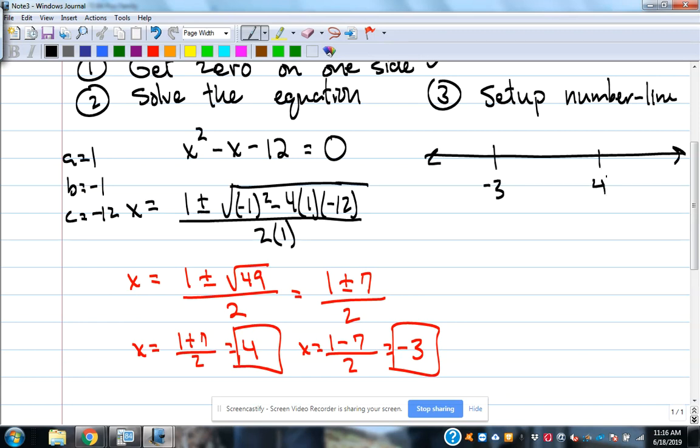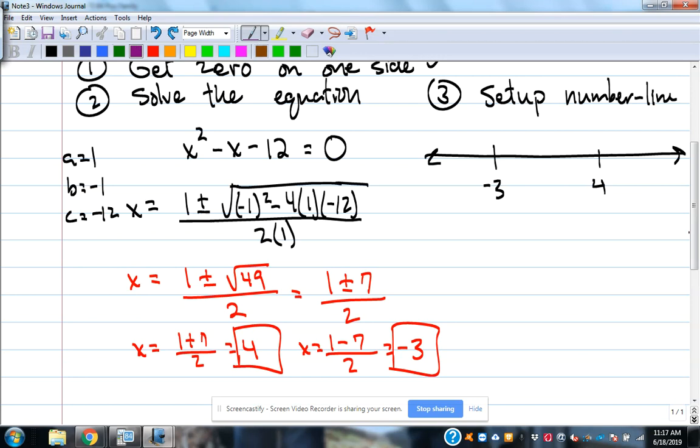-3 and 4. You don't have to have any of the other numbers. You just need those in order. -3 and then 4. You need to put those up there. Okay? They need to be in order. Smallest on the left, biggest on the right. Here's what's happening.